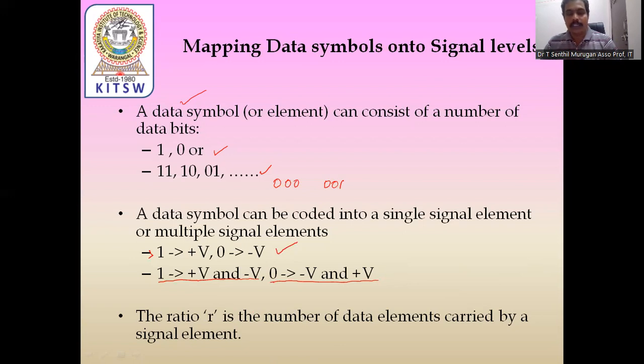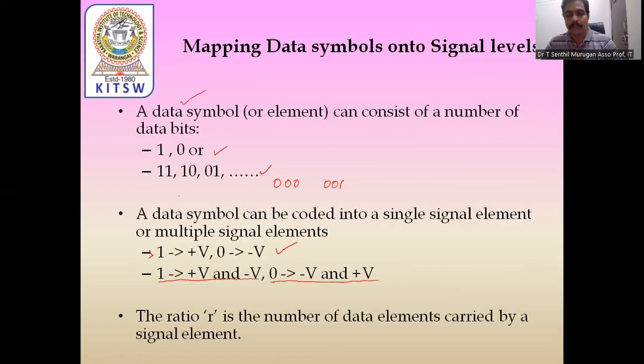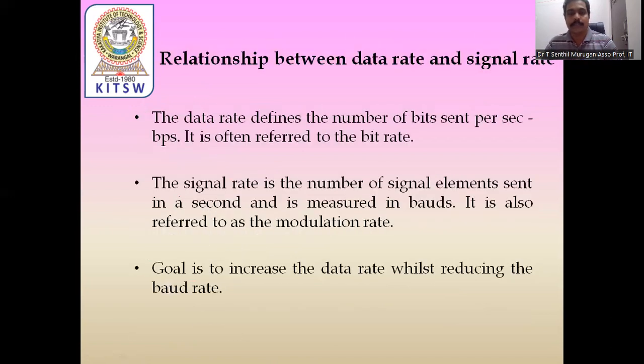The ratio R is the number of data elements carried by the number of signal elements. So how are we identifying R? That is the number of data elements divided by the number of signal elements. You just remember it. That will be useful to find how to convert the signals.